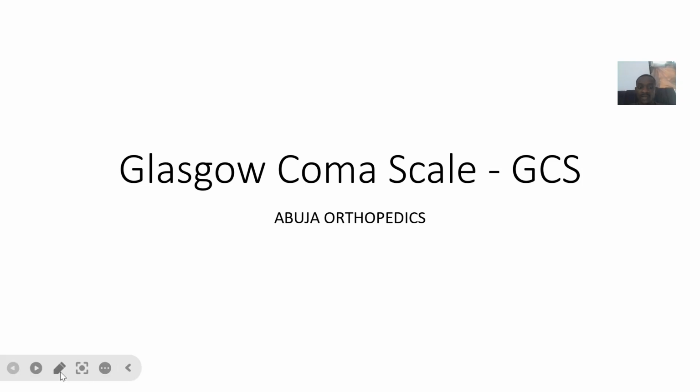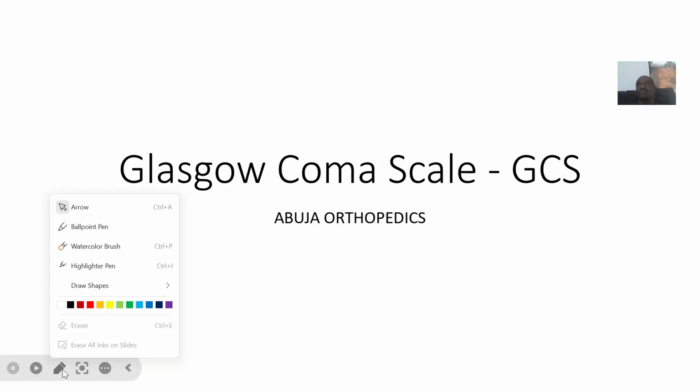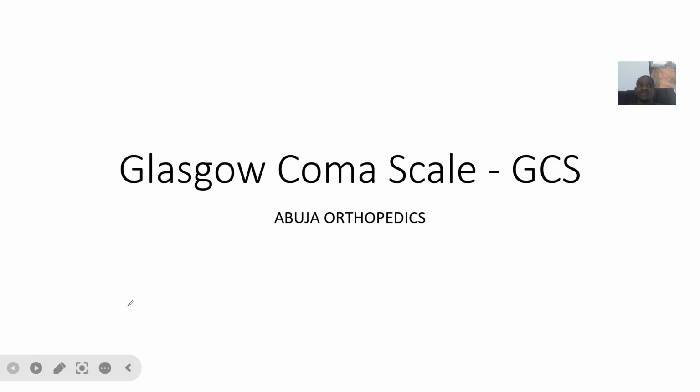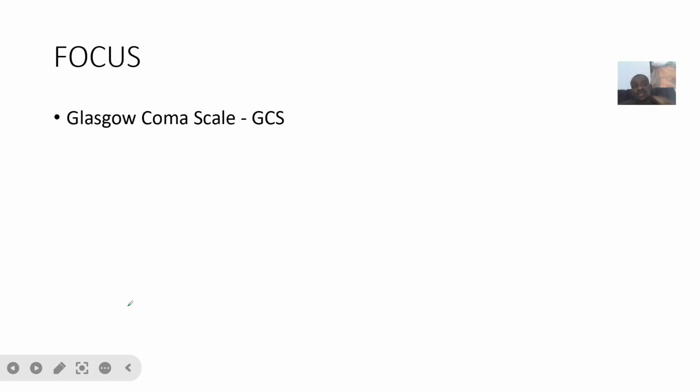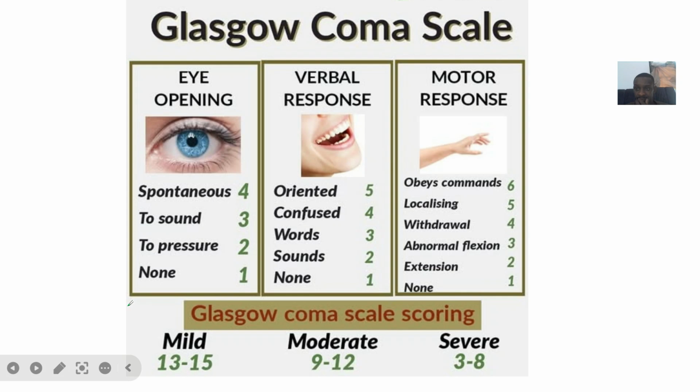We'll quickly look at another scale which we actually use to assess patients. This one you are trying to use to assess how maybe a patient is recovering from a particular condition. This is what is known as the Glasgow Coma Scale. In the Glasgow Coma Scale, you are trying to look at: is the patient opening their eyes? Are they responding to questions you're asking them? Are they able to move their hands according to instructions?